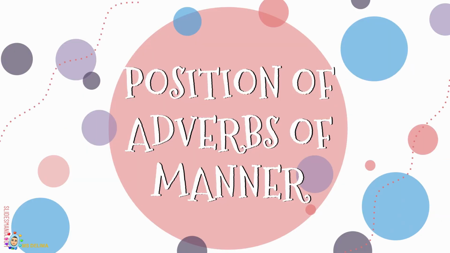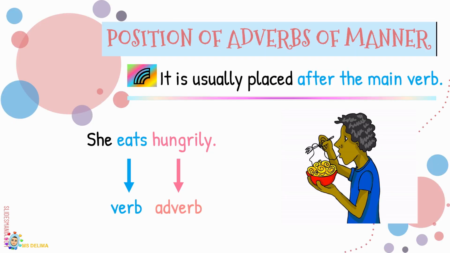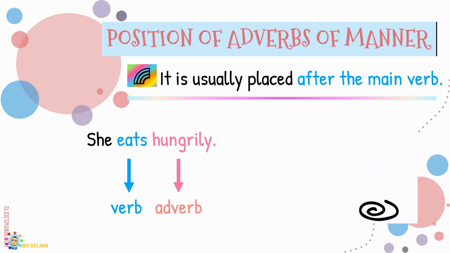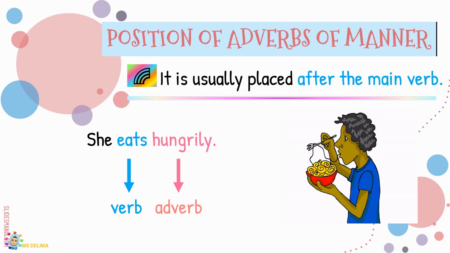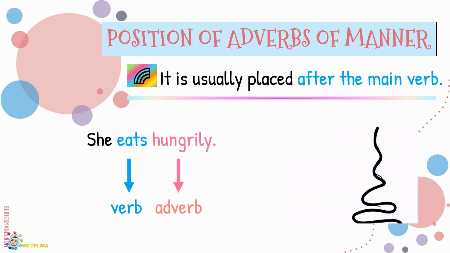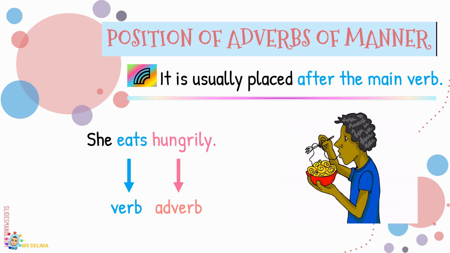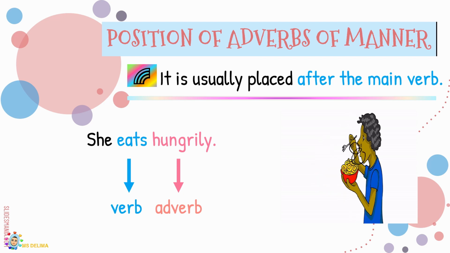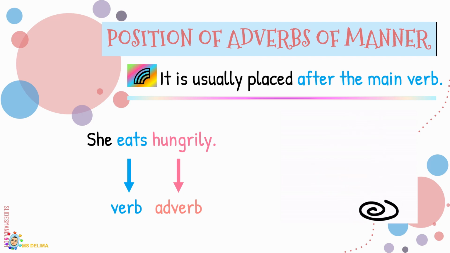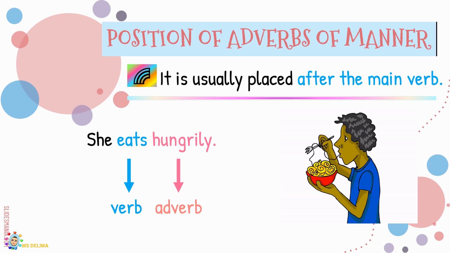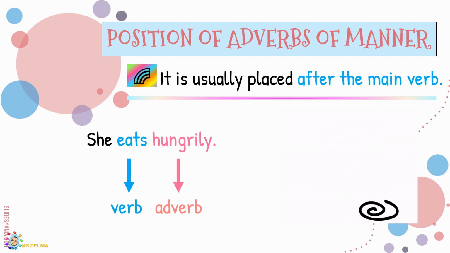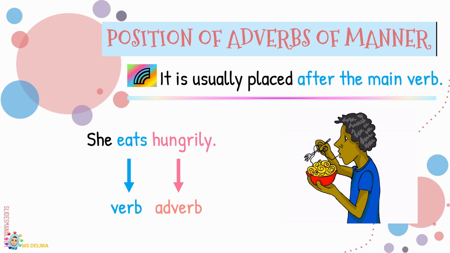The next one, we are going to learn about the position of adverbs of manner. Where do we put an adverb of manner in a sentence? The first one is an adverb of manner is usually placed after the main verb. For example, she eats hungrily. The main verb here is eats, and the adverb of manner is hungrily. The word hungrily tells us how she eats.